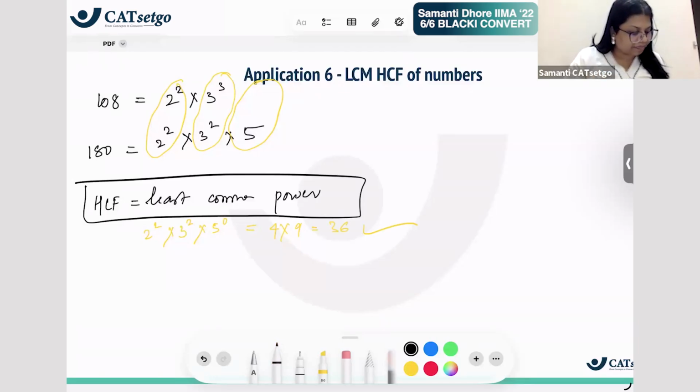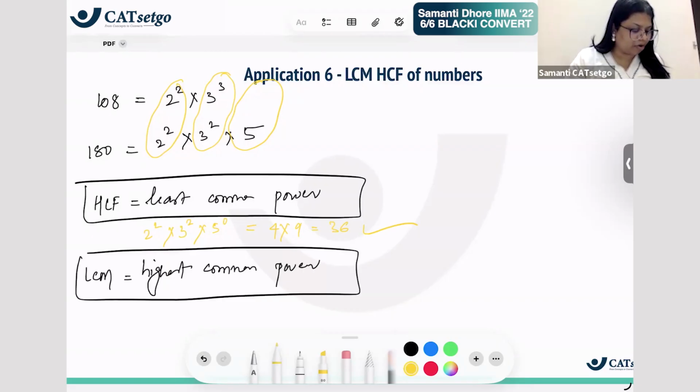And your LCM is the highest common power. In prime factorization, what is the highest common power? 2 का 2 square है, 3 cube और 3 square में से 3 cube लेंगे हम, and 5 raised to 0 and 5 raised to 1 में से 5 raised to 1 लेंगे हम. Now if you multiply this, you get 540, and that is your LCM. So this is how you can use prime factorization to also find HCF and LCM. Understood?